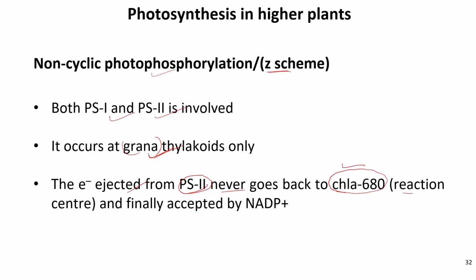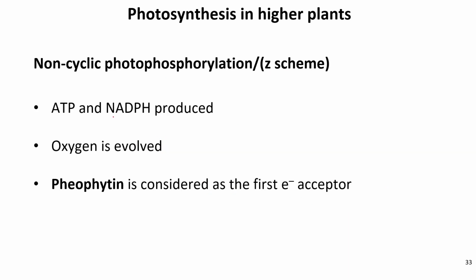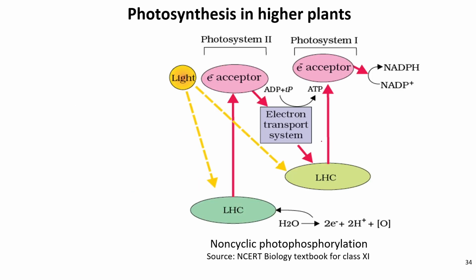The electron is finally accepted by NADP plus, and NADP plus is converted into NADPH. So during non-cyclic photophosphorylation, both ATP and NADPH are produced. Oxygen is also released, because photosystem 2 is involved here. And here pheophytin is considered as the primary acceptor of the electrons. So this is the flowchart of non-cyclic photophosphorylation.